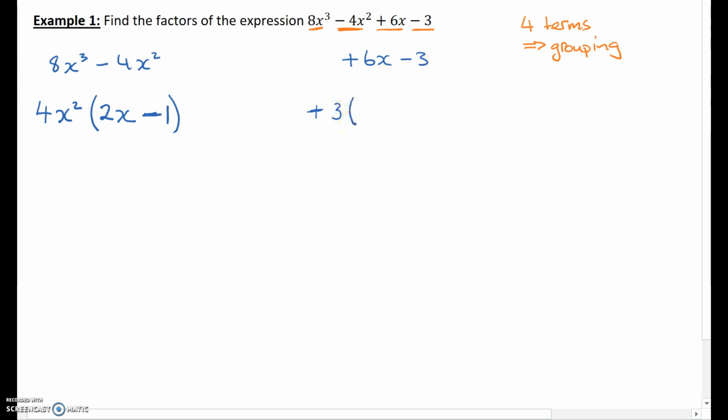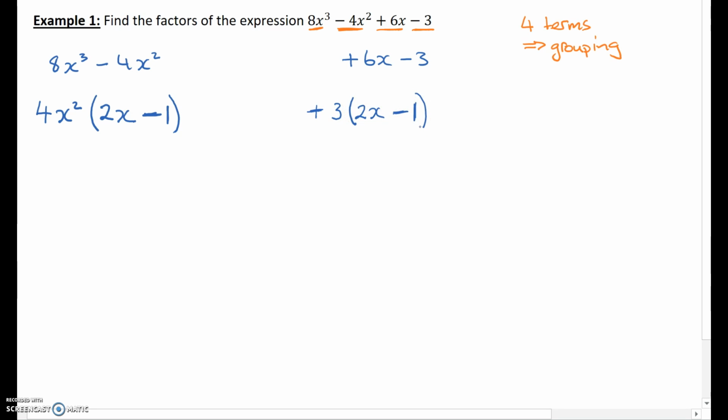Right, then we open up our parentheses and you ask yourself, what do I need to multiply 3 by to get 6x? Well, I need to multiply 3 by 2x. Okay, so basically you're dividing these by the number outside here. So 6x divided by 3 is 2x. And then minus 3 divided by 3, or go the other way, ask yourself, what do I need to multiply plus 3 by to give me minus 3? Minus 1. So minus 3 divided by plus 3 would be minus 1.